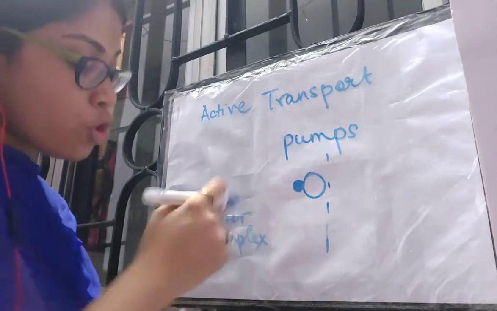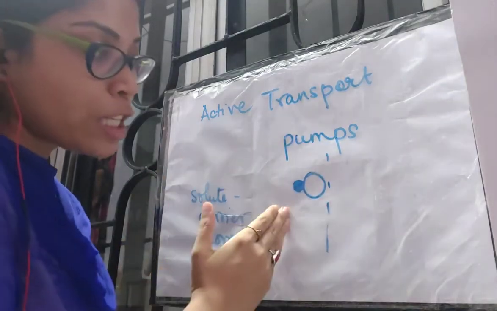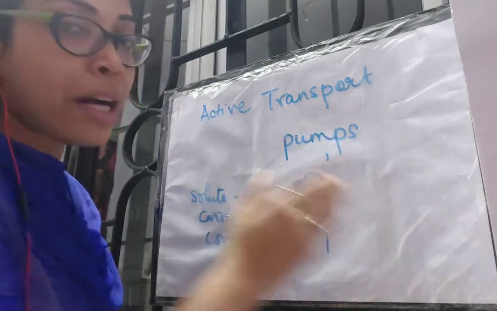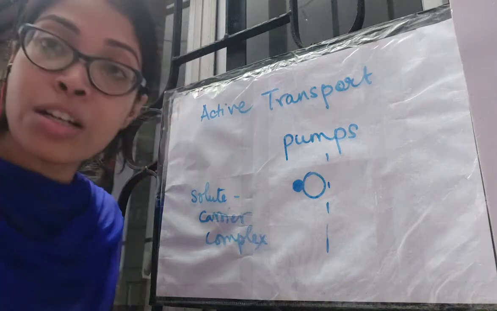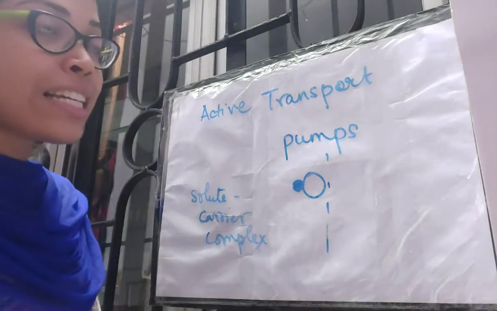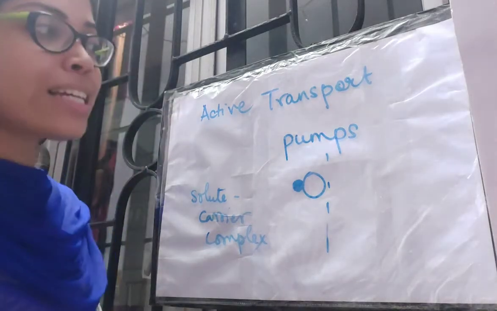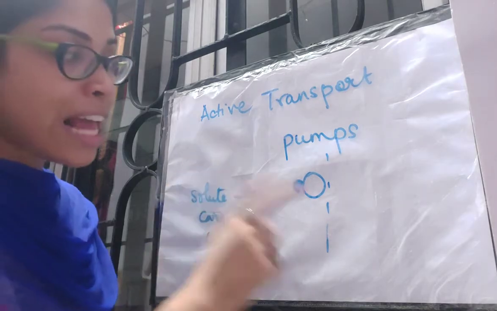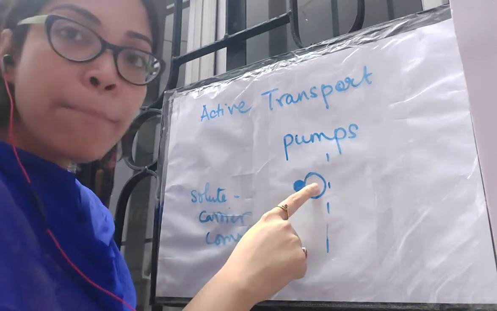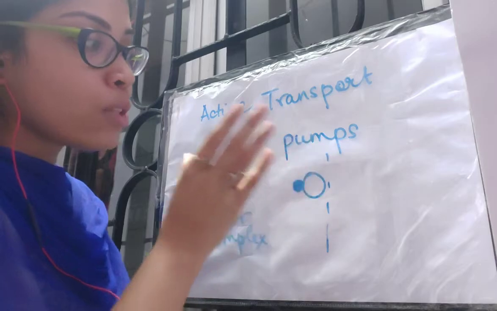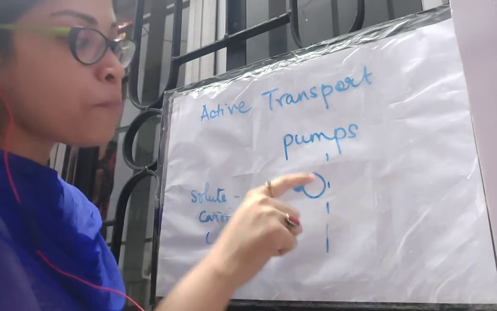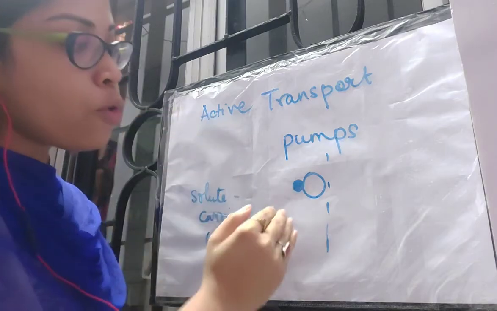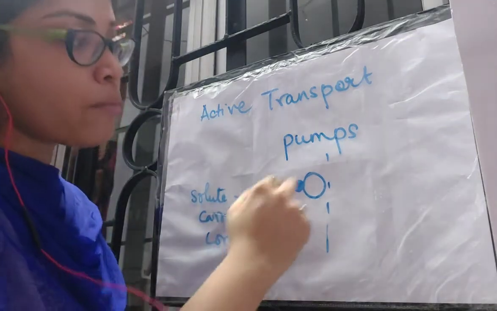Now this solute cannot move from this part of the membrane to the other part on its own, because either it needs external energy or it is against the gradient, so it needs some help. So the help is being provided by the pump or the carrier protein. Now since they are both attached to each other, it will help transport the solute from this part of the membrane to the other part.